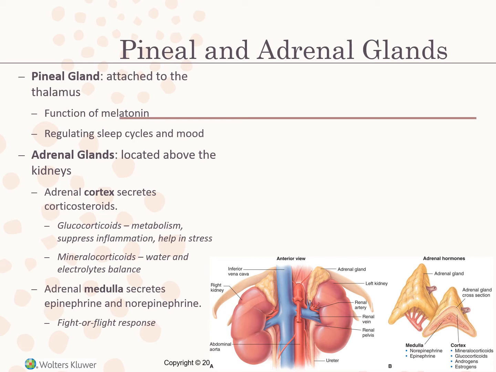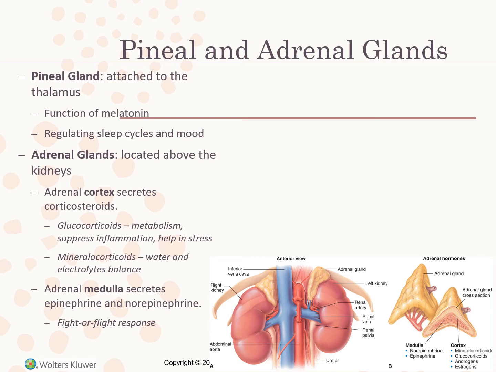On the right-hand side, those yellow triangle-looking things are the adrenal glands, and those are located above the kidneys. The outer portion, the yellow part, is called the cortex. And the inner portion, the pink part, is called the medulla. The adrenal cortex manufactures and secretes glucocorticoids, mineral corticoids, and small amounts of androgenic sex hormones. Collectively together, these hormones are called corticosteroids.